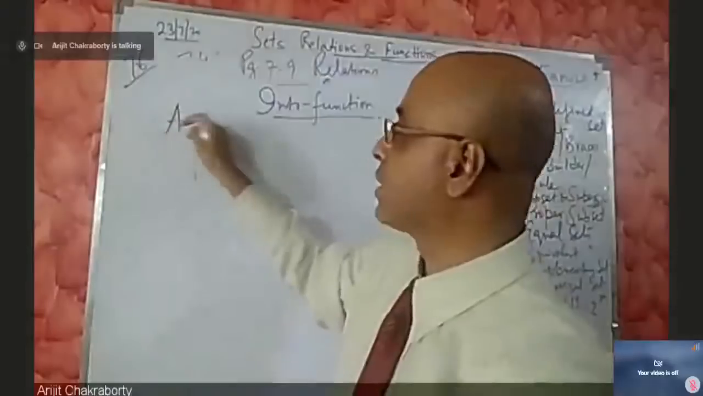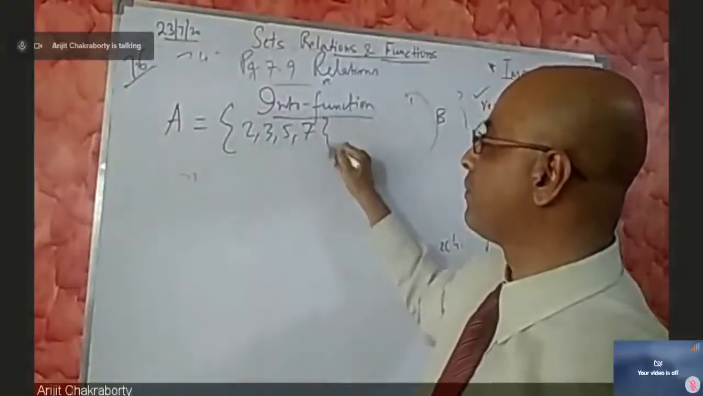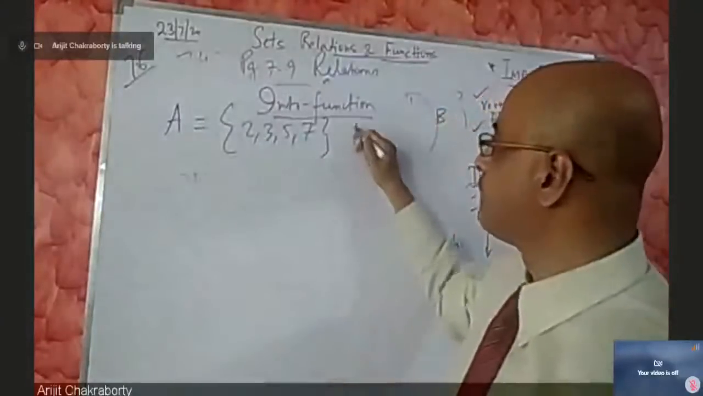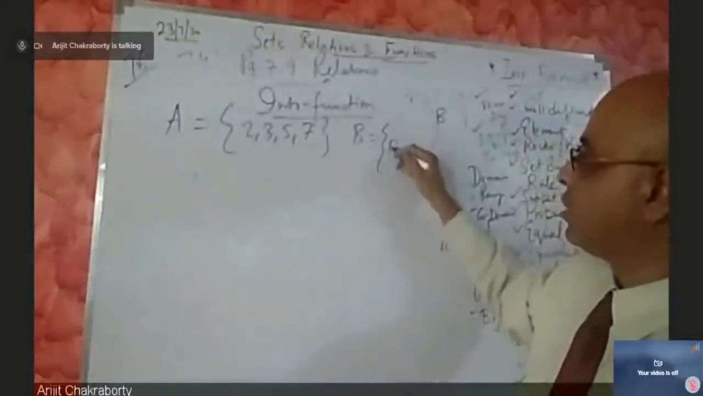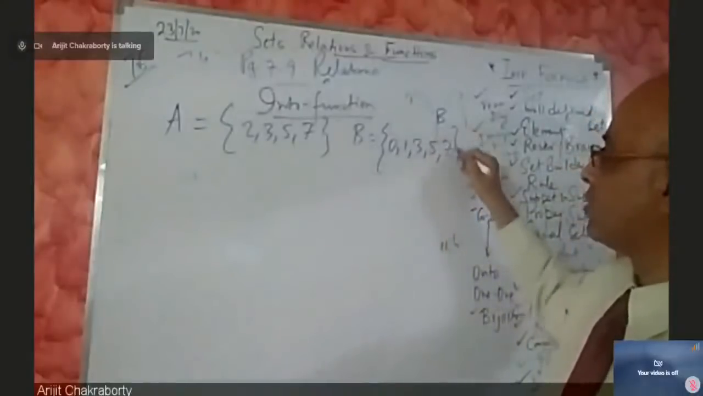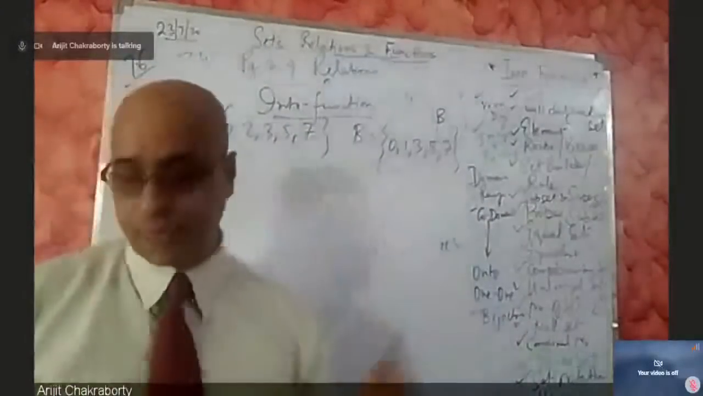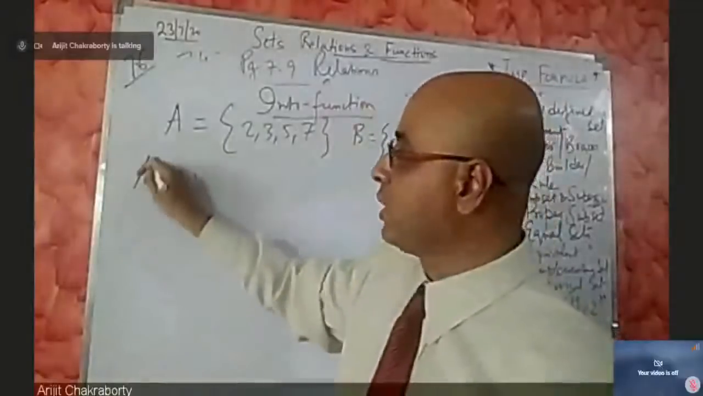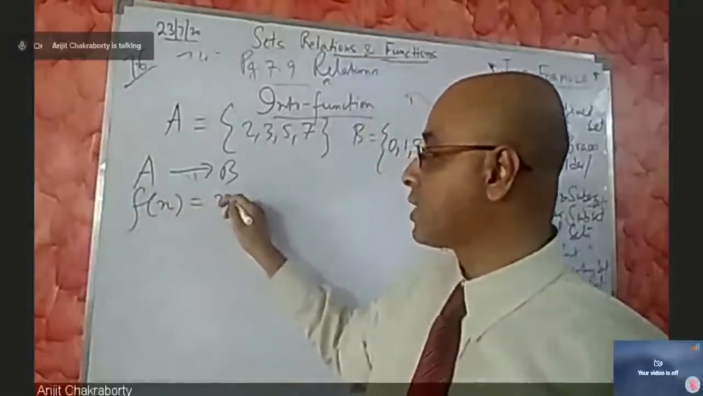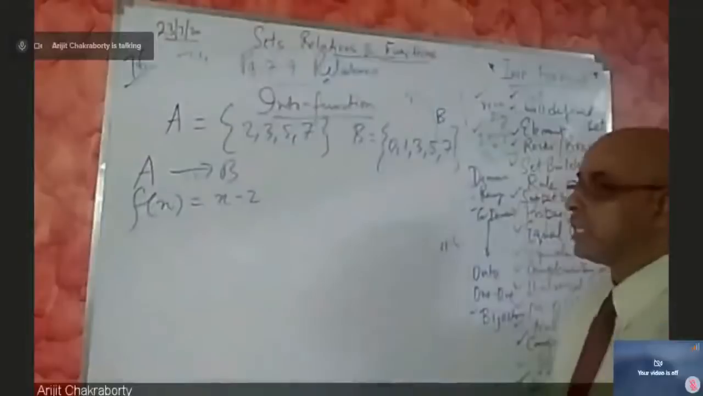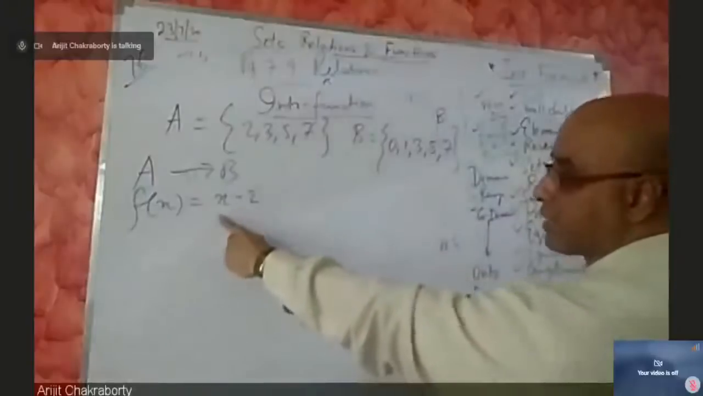You have set A: 2, 3, 5, 7. You have set B: 0, 1, 3, 5 and 7. Please see carefully. A is 2, 3, 5, 7. B is 0, 1, 3, 5, 7. And the relation from A to B is f(x) = x minus 2. So you have the values of x here, and B is the function of x where it is x minus 2.